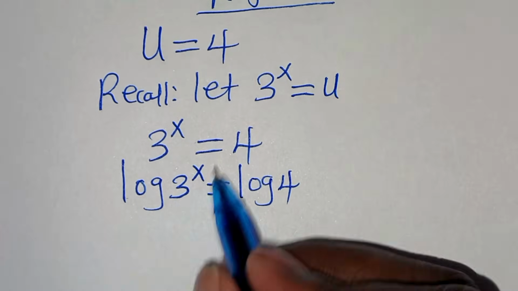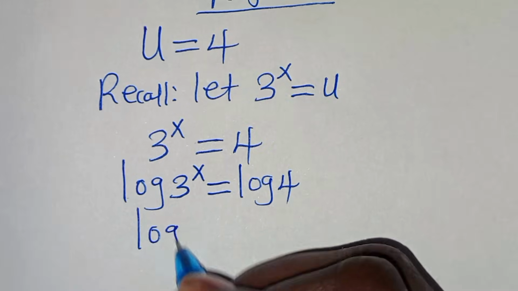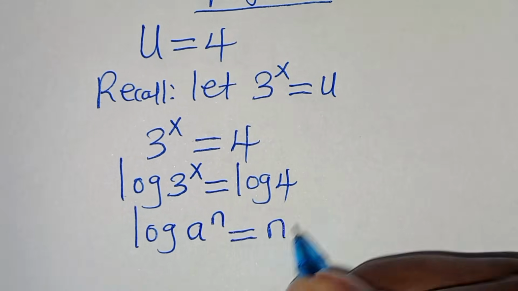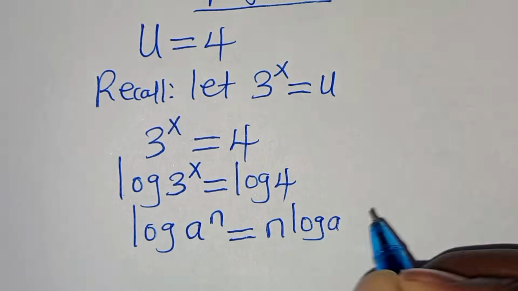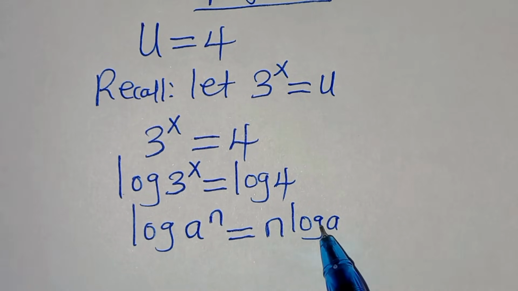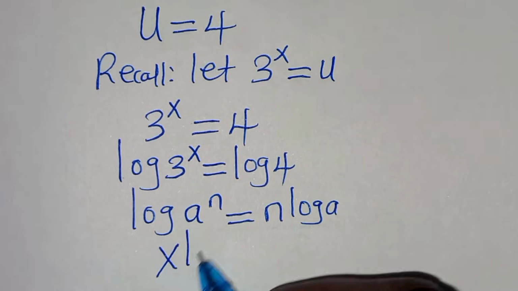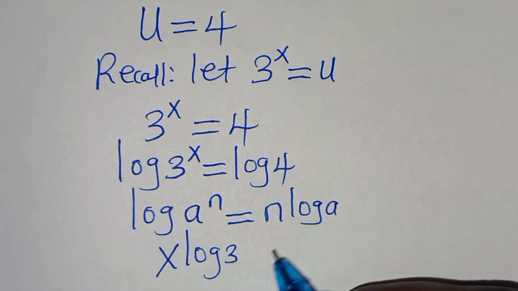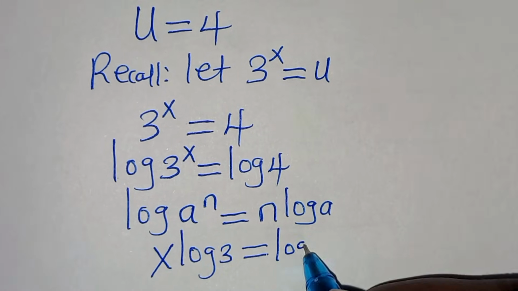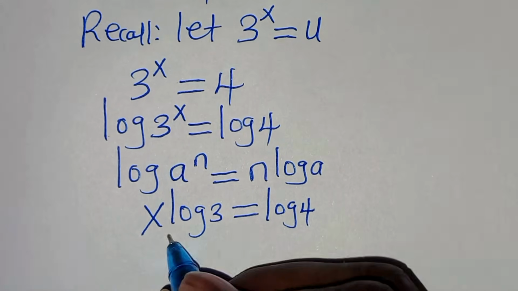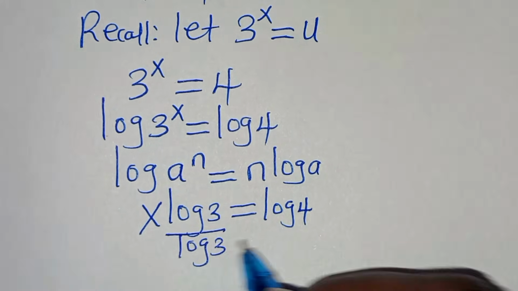Now, log 3 to the power of x is in the form of log a to the power of n, which can be expressed as n log a. Applying this power log property, log 3 to the power of x becomes x log 3. This is equal to log 4. So let's divide both sides by log 3.